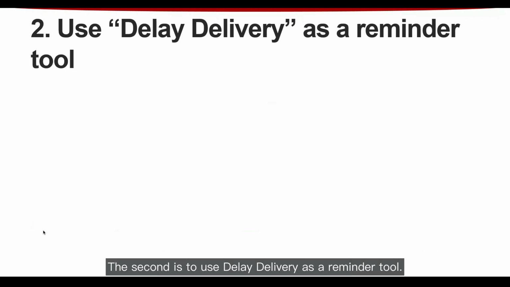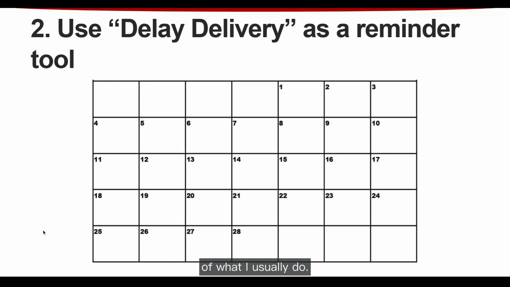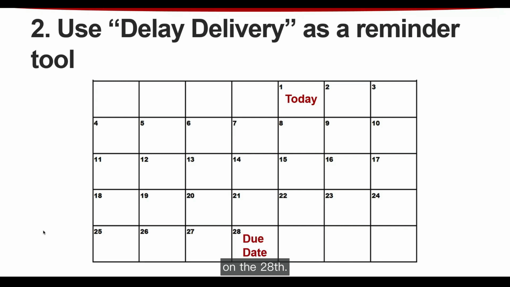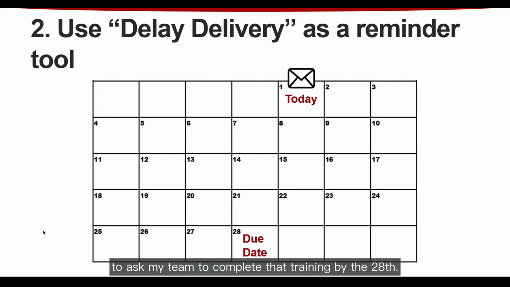The second is to use delayed delivery as a reminder tool. And the best way to explain that is to show you an example of what I usually do. So let's say we take a typical month, let's say this is February, and that today is the 1st of February, and there's a due date for a compliance training exercise on the 28th. What I usually do is I send an email on the 1st, which is today, to ask my team to complete that training by the 28th.